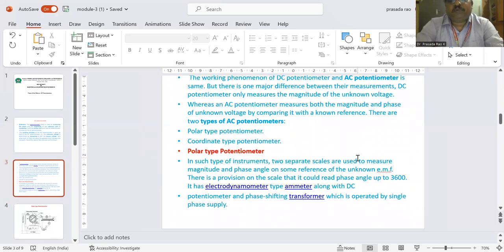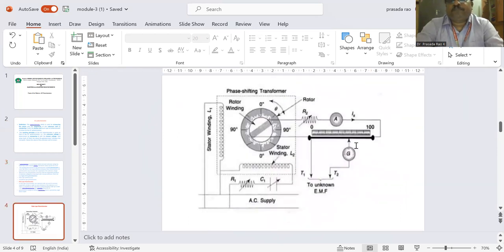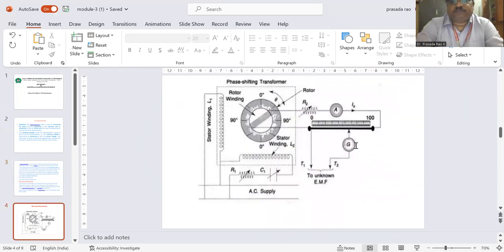Right, in this polar type potentiometer, two separate scales are used to measure the magnitude and phase angle, with the same reference of the unknown EMF. There is a provision on the scale that it could read phase angle up to 360 degrees. It has an electrodynamometer type ammeter along with the DC potentiometer and phase shifting transformer, which is operated by a single phase supply, right?